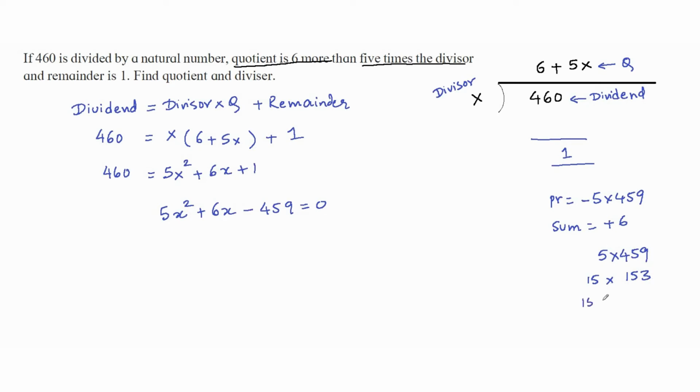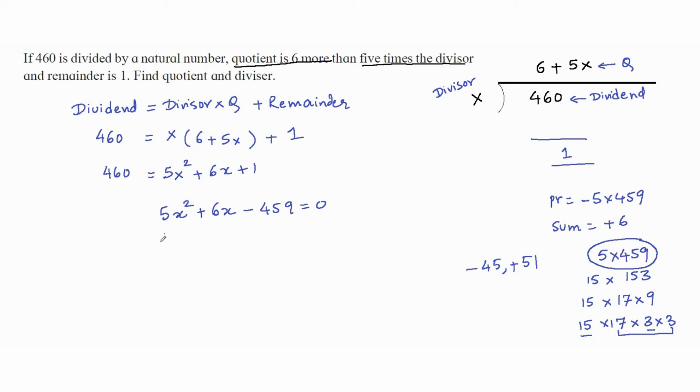Let's split the 153. So 153 is, I think, 17 nines. Let's see if some combination here helps me. 9 can be split as 3 threes. So this is 15 into 17 and 9 split as 3 into 3. Basically, what I'm trying to do here is split the given numbers into its factors and see if some combination of factors helps me. So 15 threes are 45 and 17 threes are 51. I think this combination will most certainly help me. So 45 and 51 will certainly help me. The sum is positive, so this is positive 51 and negative 45.